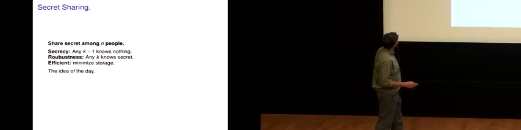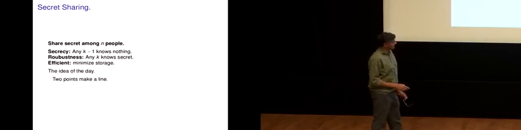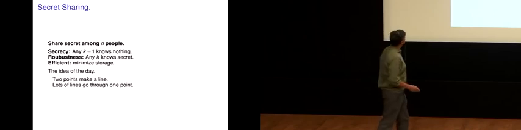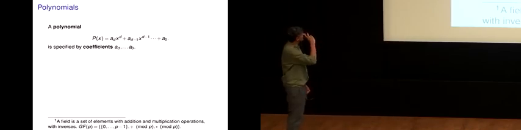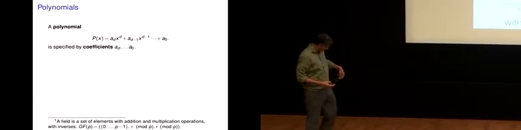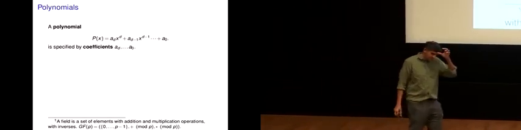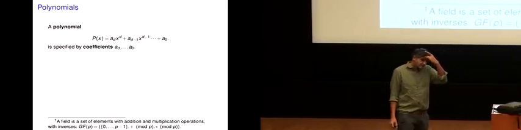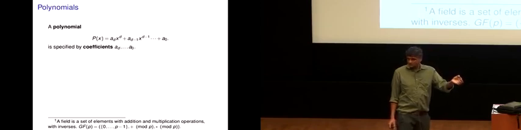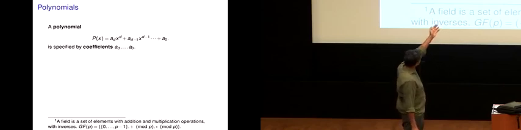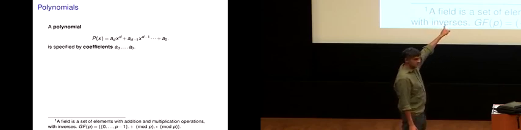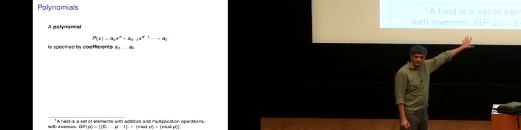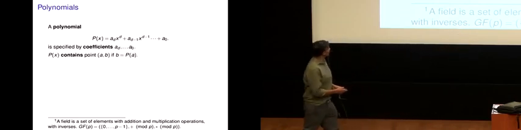Minimizes the storage, okay? The idea that 2 points make a line, right? Lots of lines go through 1 point. So here's a polynomial. The idea in a polynomial that's confusing for students is x. X is nothing. It doesn't really tell you any information. It's a placeholder. So what's specifying the polynomial is the degree and the coefficients. Once you have the coefficients, you know the whole polynomial, right?